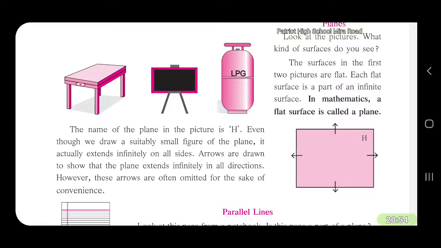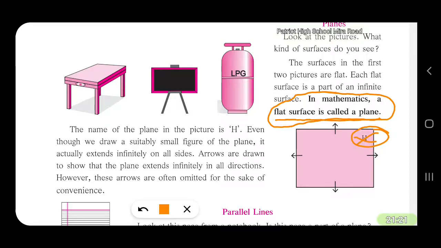In mathematics, a flat surface is called a plane. It is very important, you have to remember it. This is the definition of a plane. It can be given a name H, or it can be given another name such as A. You can call it plane A, or you can call it plane B also.